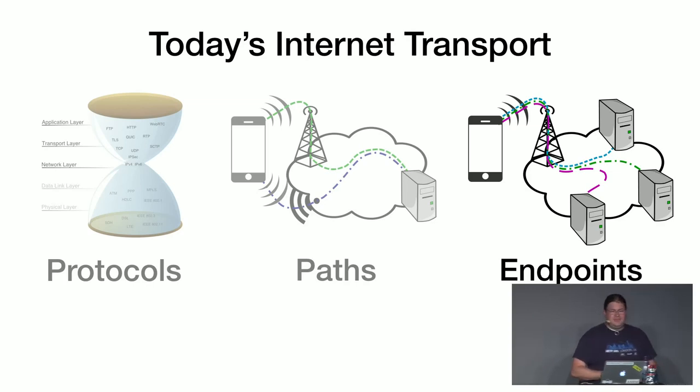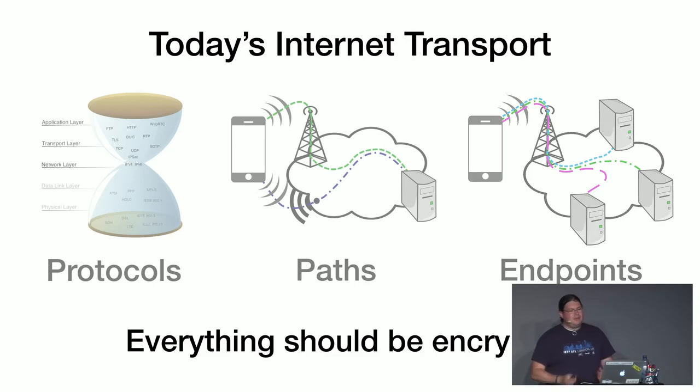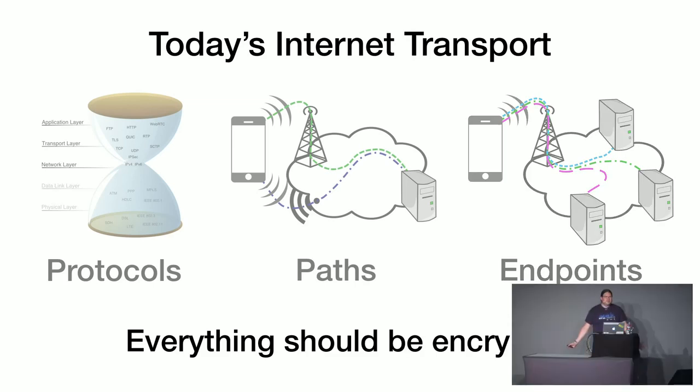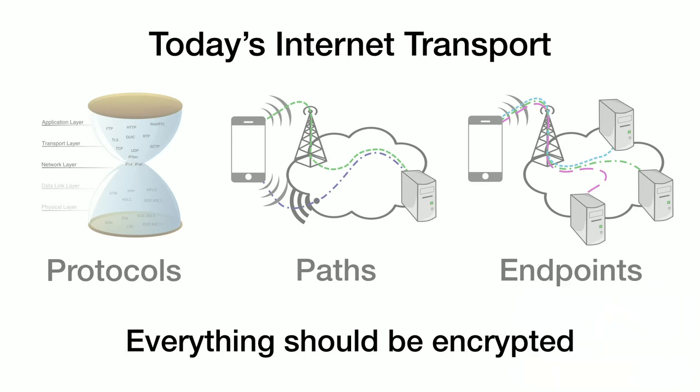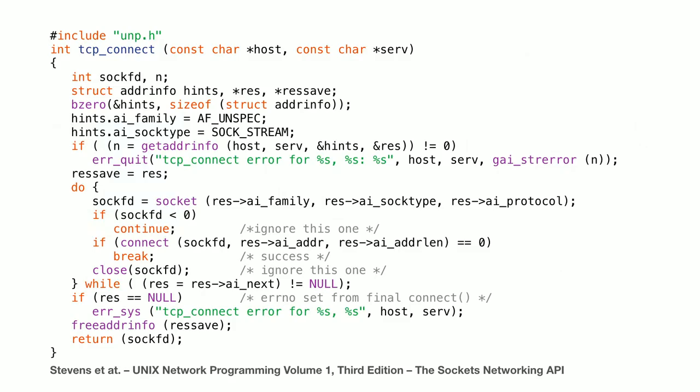And finally, last but not least, everything today should be encrypted. In the old days of the internet, everyone was trusted. We don't need to encrypt communication. You can trust the other few hundred guys on the internet. You know them. Today, we need encryption to save everything. And these are all things that were not thought of when inventing the BSD Socket API. So let's look at how we can fix that.